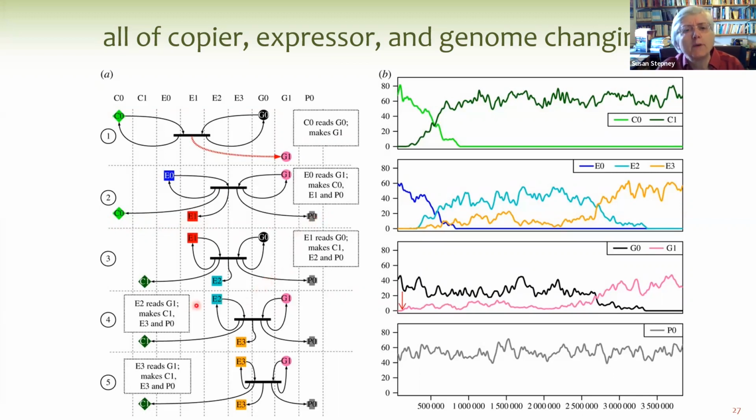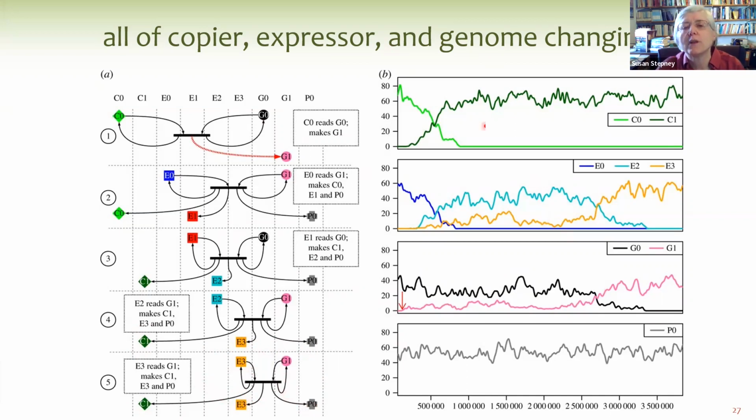And then interestingly, what happens is that this mutant expressor binds to the original genome, and it produces a mutant copier, another mutant expressor, and the payload. And then this second mutant expressor binds to the mutant genome and produces the same mutant copier, yet another mutant expressor, and the payload. And then this final mutant expressor, E3, binds to the mutant genome and produces the mutant copier, the mutant expressor, and the payload. So by this stage, we are now back to a stable state.